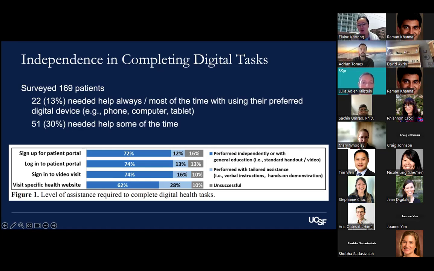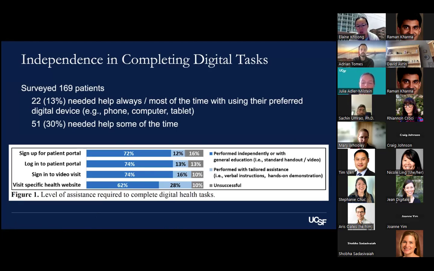And after that, we saw, okay, we gave you the one-on-one support, we showed you how to do it. Could you go back and do it on your own? Replicating, for example, a patient coming in, we taught them how to log into their patient portal, could they then go home and log in afterwards? And what you can see in the bottom half here is that two-thirds to three-quarters were able to do these tasks independently or with pretty generic assistance like the handout or the video, which isn't bad.